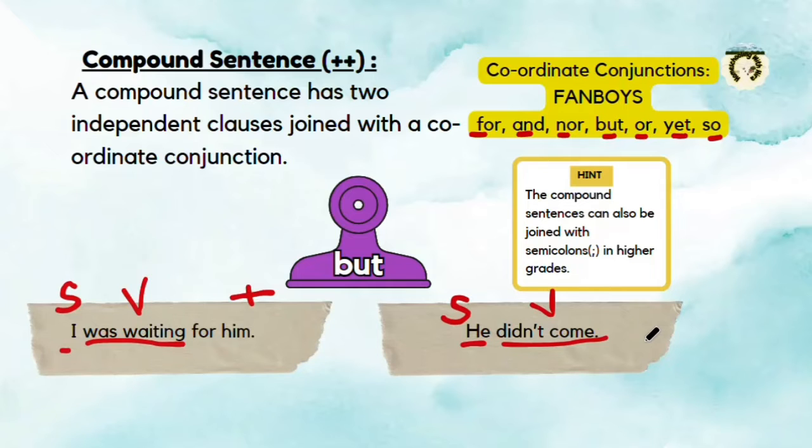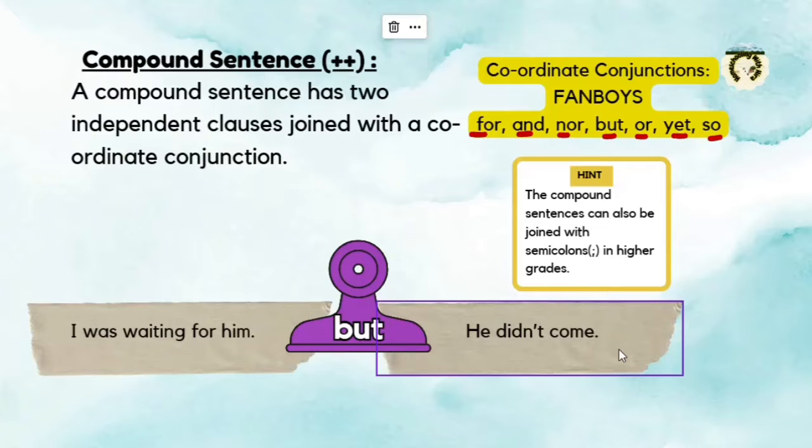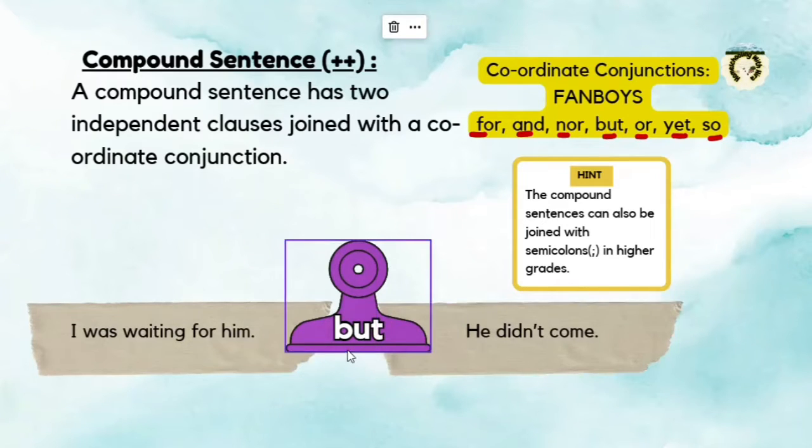It can stand alone. Now, if we have two independent clauses, we can join them with a coordinate conjunction, and if we do so, we are making a compound sentence. Let's read it like this now. I was waiting for him, but he didn't come. Now I have joined these two independent sentences with a coordinating conjunction. But remember, when you are adding a conjunction here, you need to change the punctuation a bit. I was waiting for him.